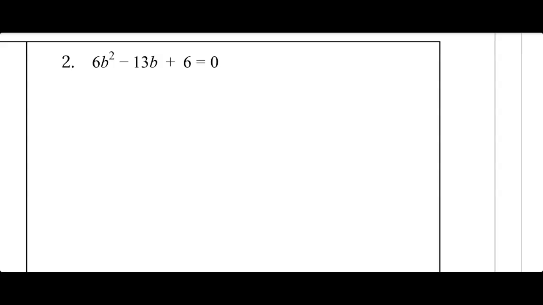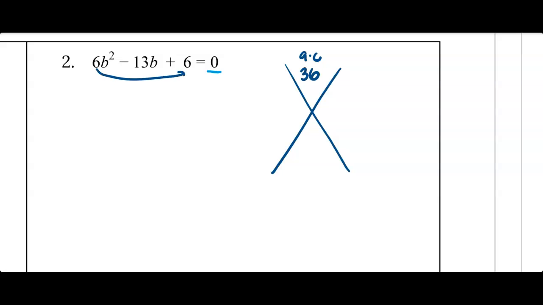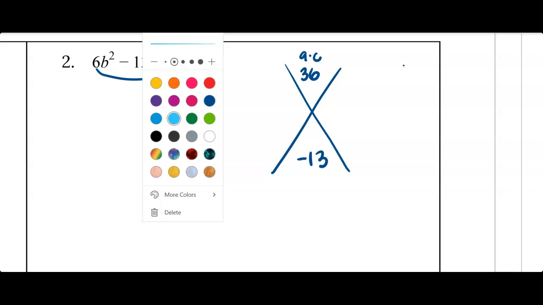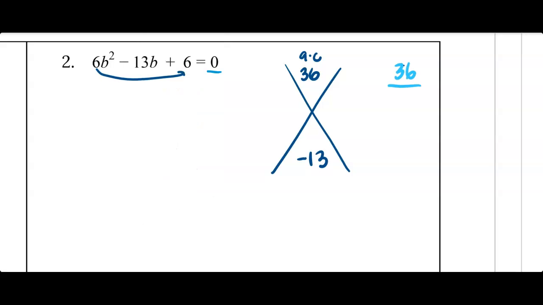Solving these equations is going to be very similar to how we did it last week. You're still going to make sure that it's equal to 0, which this one is. Then you're still going to make your X puzzle. So you'll still put A times C there. So 6 times 6 is 36, and our B is negative 13. So we want factors of 36 that are going to give us negative 13.